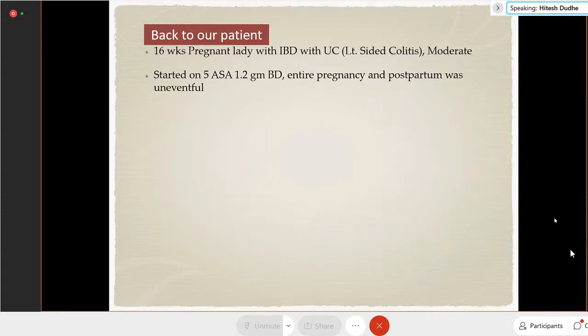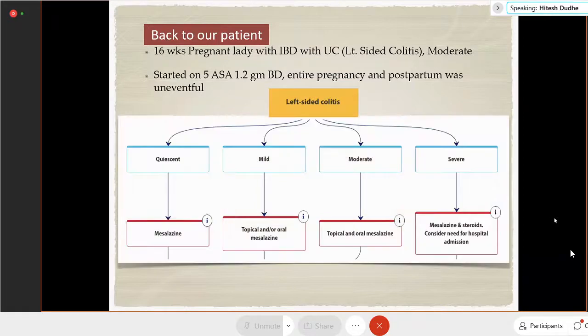So again, back to our patient. She is a 16 weeks pregnant lady with IBD with left-sided colitis of moderate severity. As per ECCO guidelines, we started her on 5-ASA, 1.2 gram BD. Her entire pregnancy and postpartum course was uneventful. As described in ECCO guidelines, if the patient has quiescent disease, we have to continue mesalamine as maintenance therapy.